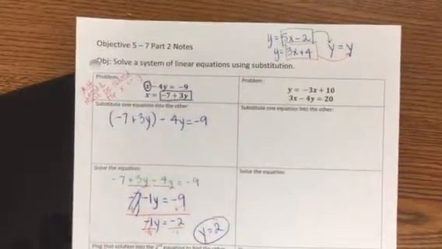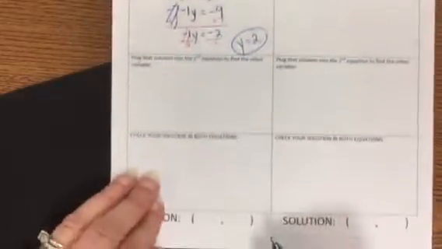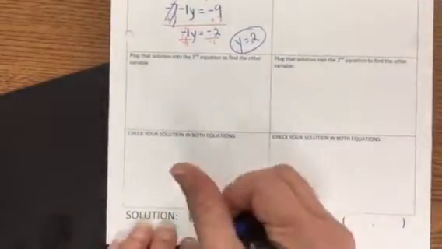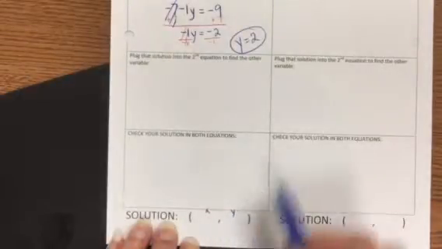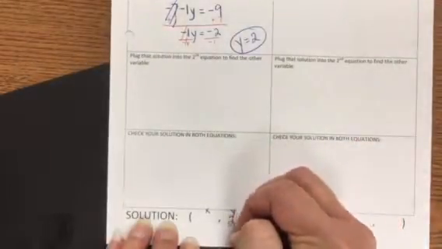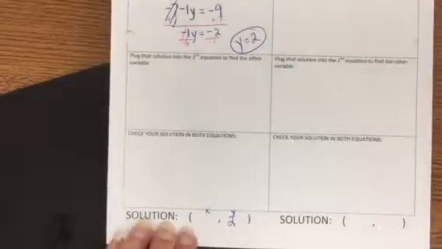So now I'm going to take that y value of 2 and I'm going to put it down here in my solution. Remember, it's alphabetical order. X comes before y in the alphabet, so x comes before y in an ordered pair. That is the y value, so please make sure that you put it in the correct spot of your ordered pair.